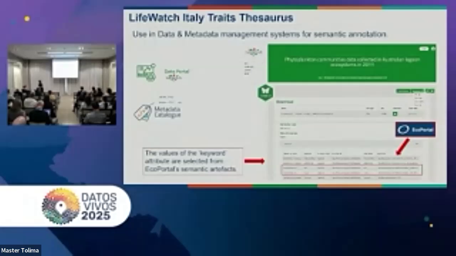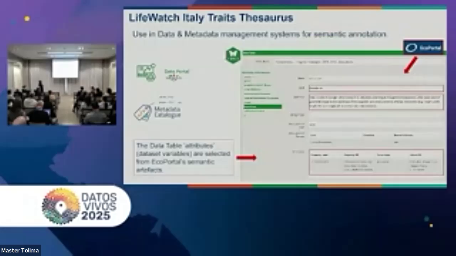EcoPortal. We can do the same also in the data table attributes, that is the description of the variables of the dataset, where it's possible to describe each variable with a concept from a controlled vocabulary. The system automatically reports not only the label and the URI, but also the definition of the concept.